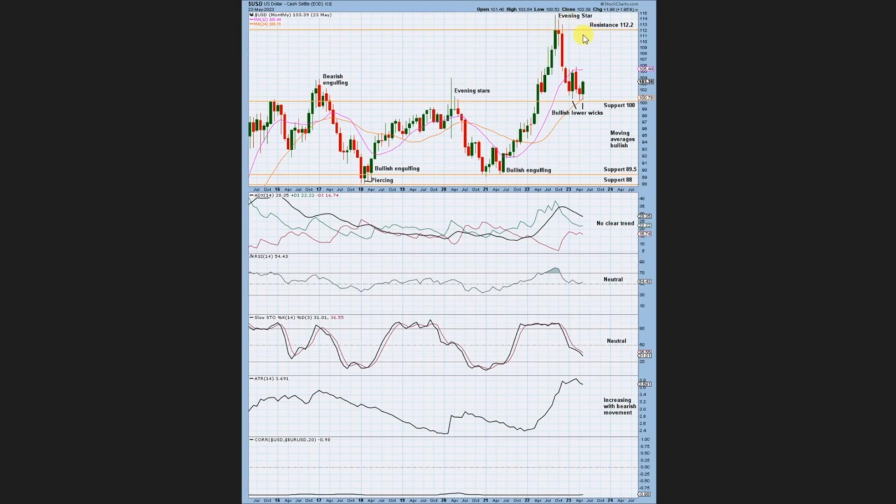Moving averages. Overall, this pink line is the 1-year moving average, and the orange line is the 2-year moving average. They're both sloping up, and price is trading between them. Overall, I'd say they are bullish.